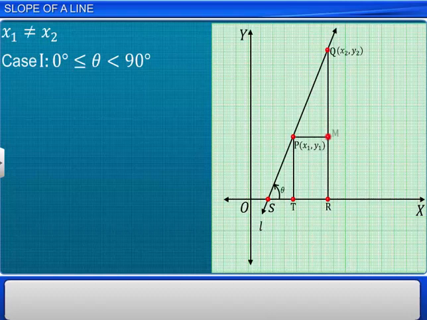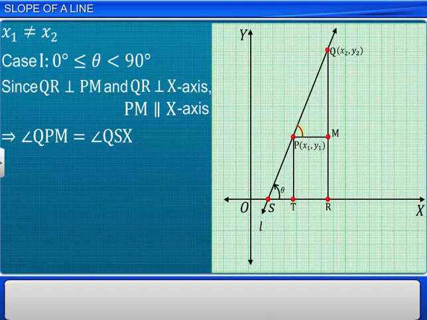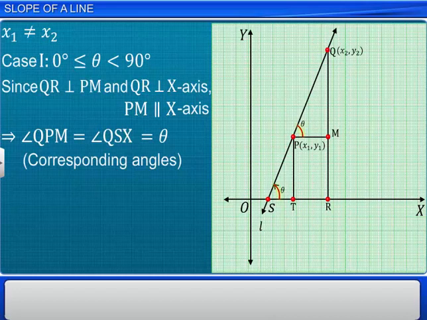Since QR is perpendicular to both the x-axis and PM, we have PM is parallel to the x-axis. Since PM is parallel to the x-axis, angle QPM is equal to angle QSX or theta, since they are corresponding angles. In right angle triangle PMQ, tan theta is equal to QM upon PM. Let this be equation 1.